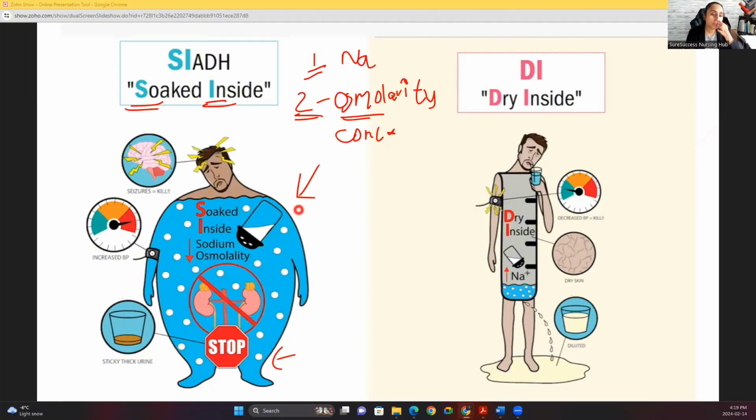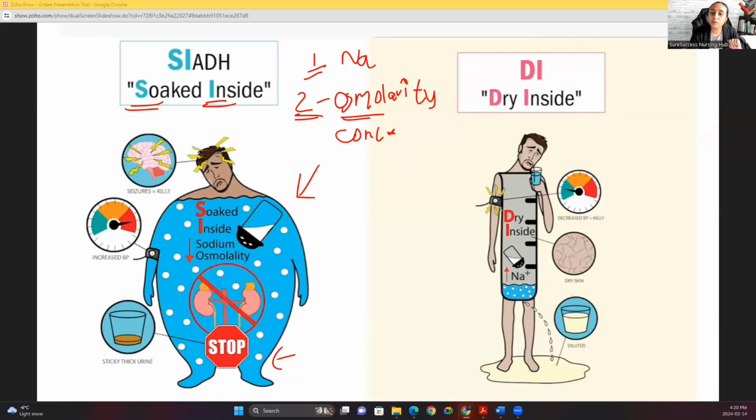What will be the concentration of his blood? Is it thick? Blood is thin, because he has too much water in his blood vessels. So is it thick or thin? Thin. In normal words, if it is thin, it means less concentrated, so blood osmolarity will be less.